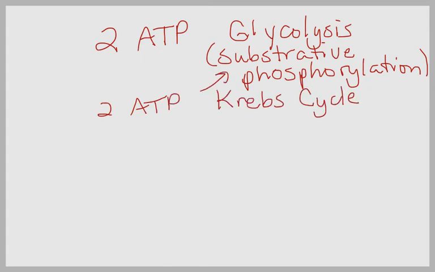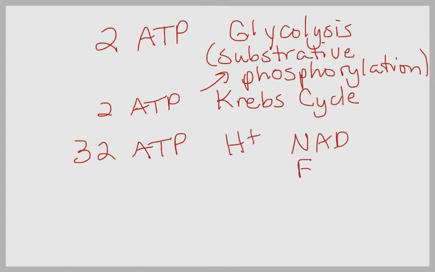And all of the rest of the ATP that were yielded, the other 32 ATP that we made with one glucose molecule, came from the hydrogen that were transported by NAD and FAD in the form of NADH and FADH2. And these hydrogen, again, we received from glycolysis.